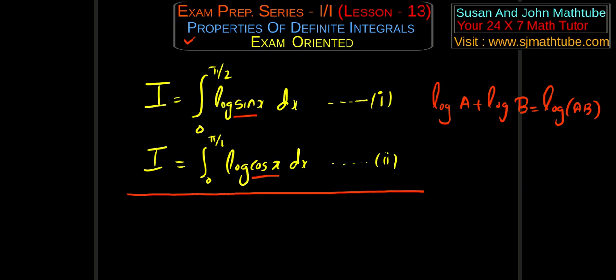And now I apply the usual technique, that is adding the integrals. I'm going to do equation 1 plus 2. So that gives me integral 0 to pi by 2, and I'm going to skip the steps. What is log a plus log b? Yeah, that will be log of a into b.